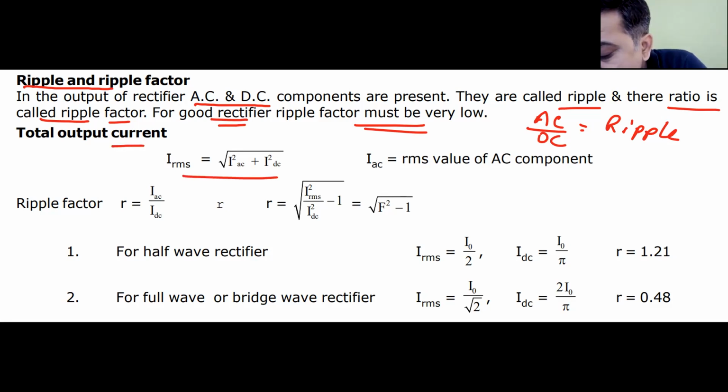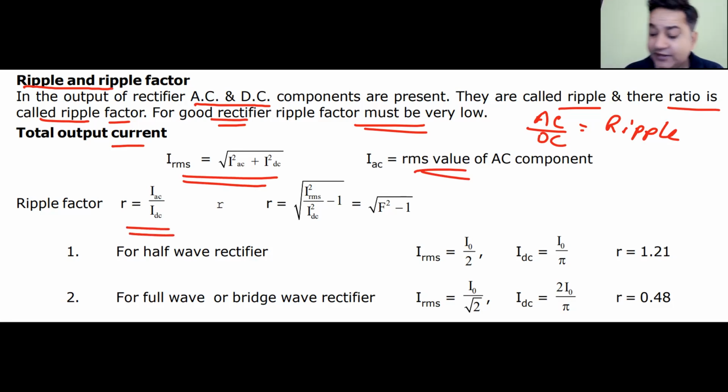Total output current is the square root of I square AC plus I square DC. RMS value, we don't know yet because you would not have done AC. We'll do it, then you will understand this. Right now, just remember the formula. Ripple factor is current of AC divided by current of DC. Have we seen this? So this is I RMS square by I square DC minus 1. You just remember the formula, nothing else. There's nothing that you have to understand here.